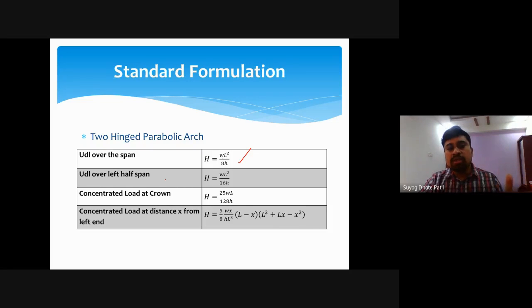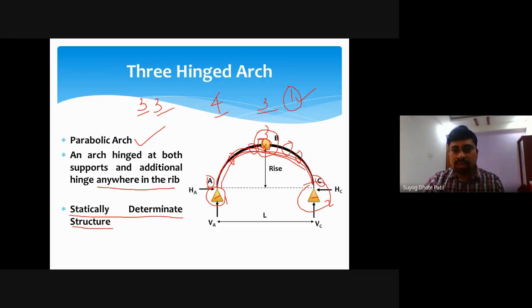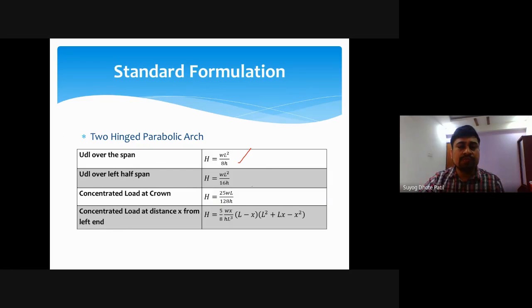it is calculated by the formula WL square by 16h. Then for a concentrated load at the crown, meaning a concentrated load at this point, the horizontal thrust will be calculated using this formula. Again, all these parameters are for the calculation of horizontal thrust only.